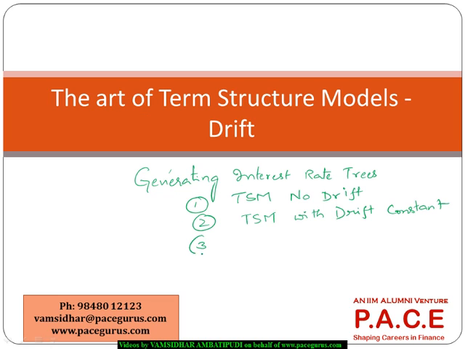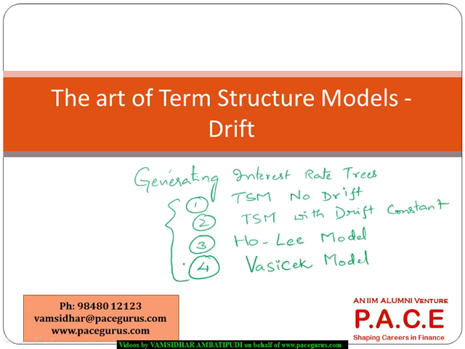Then we have a third interest rate generating model called the Ho-Lee model. We will talk about this model also. And finally, we would also look at a slightly more sophisticated interest rate generation model called the Vasicek model. So these four models are primarily our focus in this session. We will try to build the interest rate trees under the assumptions of each of these four models. Alright, so let's get started.